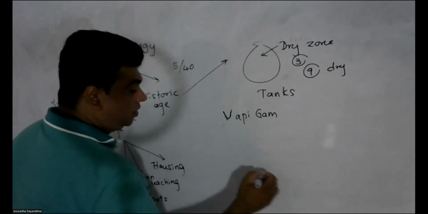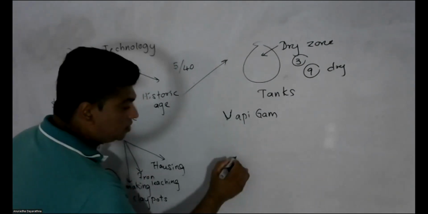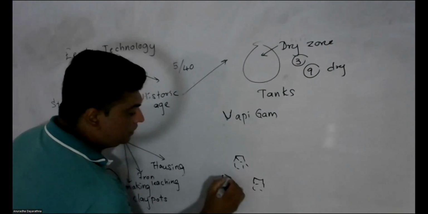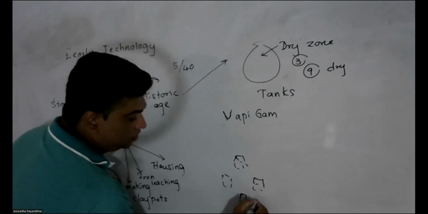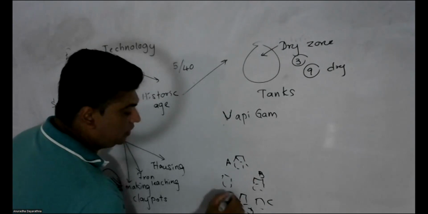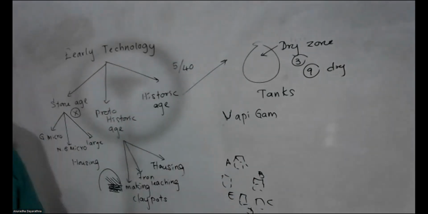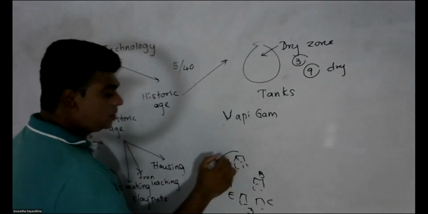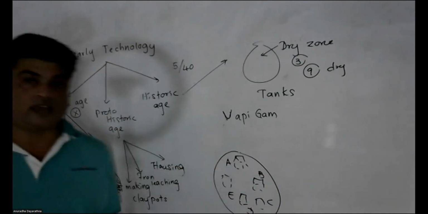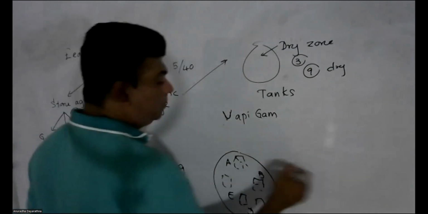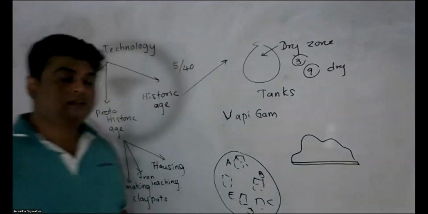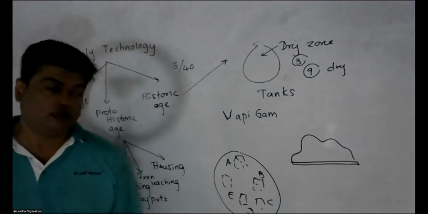Normally when we take a village, these are some houses, like 5 or 6 families living in this village. We see that A family, B family, C family, D family, E family, like that 5 families are living. They construct their houses in one place for protection, and this we call a hamlet. Nearby, they construct a small tank. So this is the small village tank.